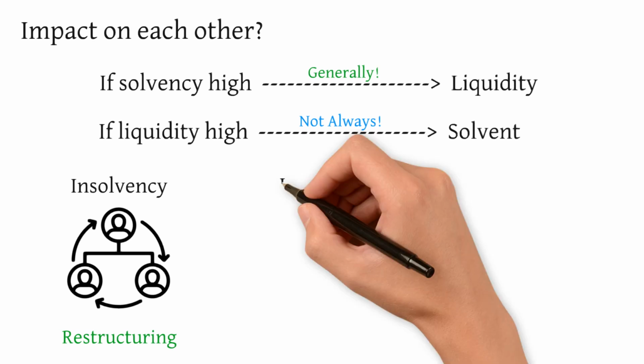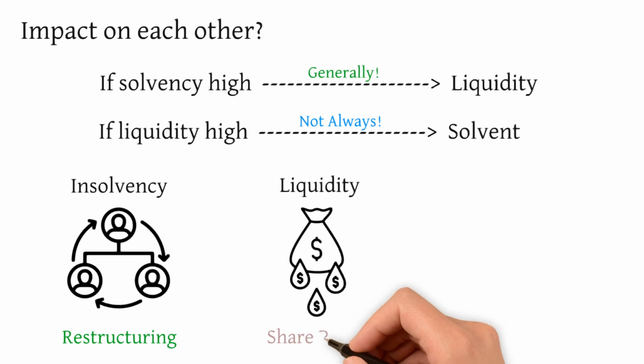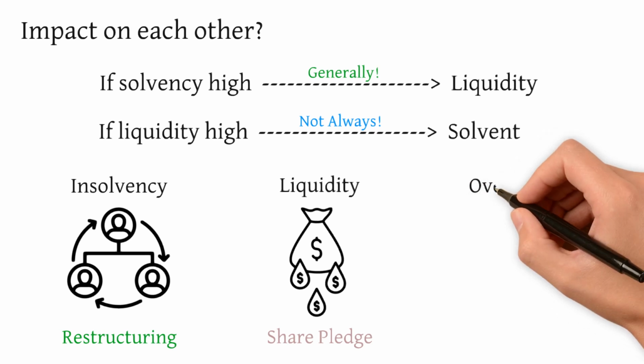On the other hand, a liquidity crunch can be solved if a company pledges some of its assets to raise funds from the market. A liquidity crisis generally can be fixed more easily. But never say never. There can be circumstances when the two overlap.